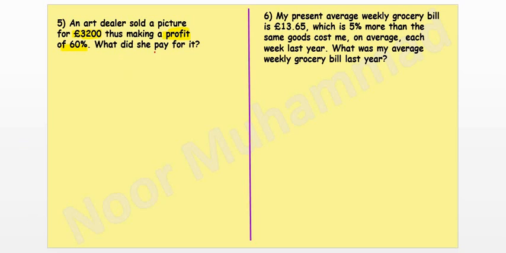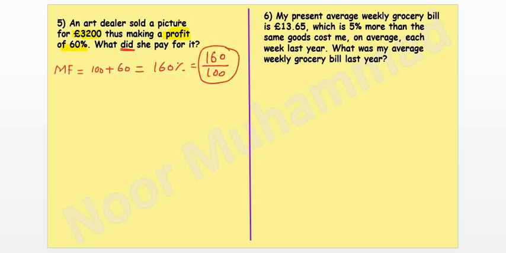Now buying in price is actually the original price, and here you can see that they have used the past tense. What did she pay for it? So this means that they want to know the original price of the picture, right? So it's a case of how do we find the original value? First we find the multiplying factor. The same way, what is the multiplying factor now? It's 100 plus 60, that will be 160%. That means we can write it as 160 out of 100.